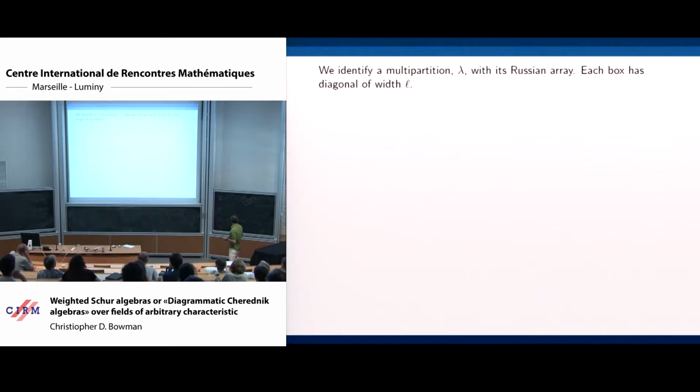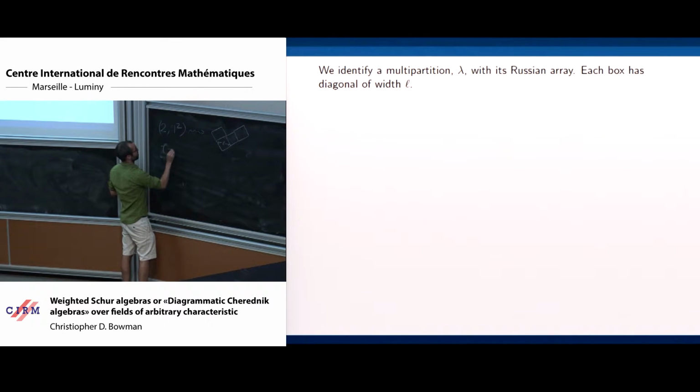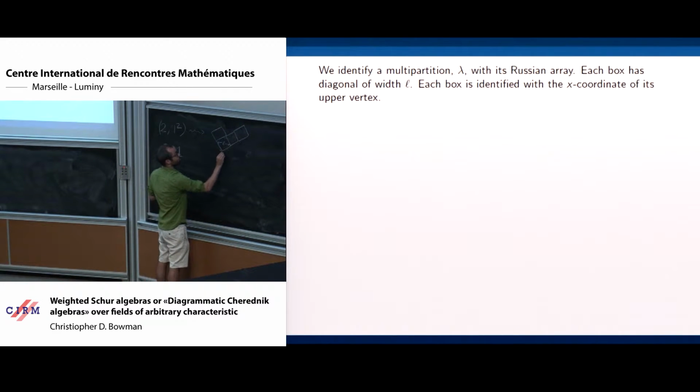Now, each box here has a width, and I'm going to give it width L. So here, in this particular case, I'm in level L equal to 1, so this box has width 1. Great, so they all have width 1. Now, what's theta going to do? Theta is going to tell me where to put this first box.